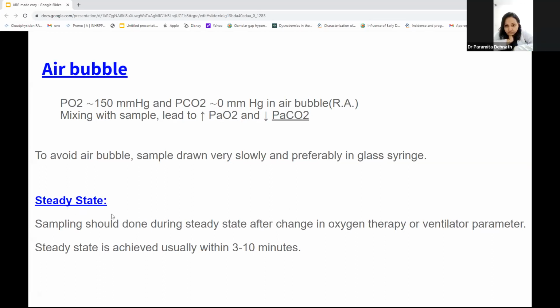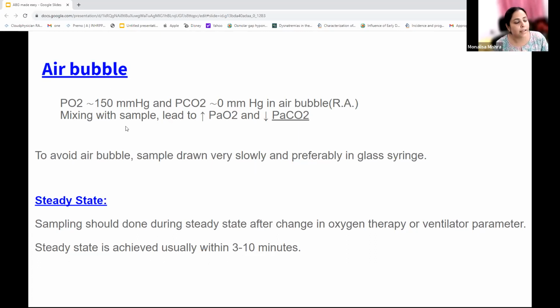Okay. And steady state sampling should be done during steady state after the change in oxygen therapy or a ventilatory parameter, after 3 to 10 minutes. So suppose you have changed any ventilatory parameters, like you have increased the FiO2 in the ventilator, you have changed the tidal volume, you have changed any ventilatory settings. Preferably, you have to wait for at least 10 minutes before doing the ABG, because then only you'll achieve the steady state. And remember, in case of air bubble, you have to draw the sample very slowly.